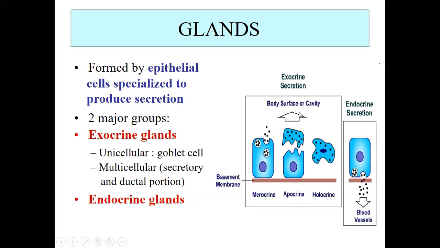Okay, so you can see here, this is the exocrine secretion by the exocrine gland. We have the types of secretion: the merocrine, the apocrine, and the holocrine. And then this is the endocrine secretion. Usually the material will be secreted directly into the blood vessels.